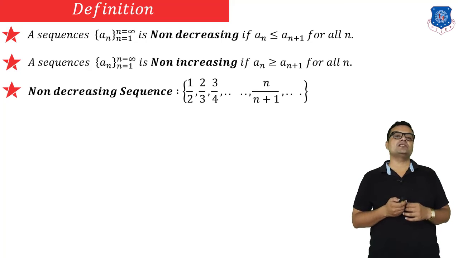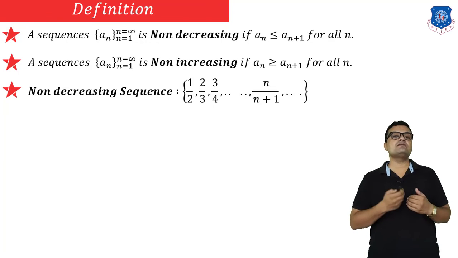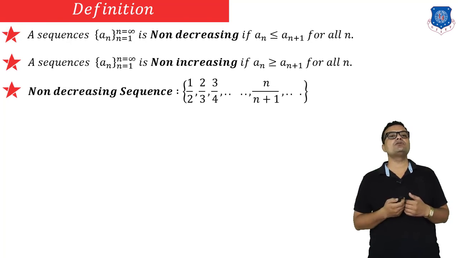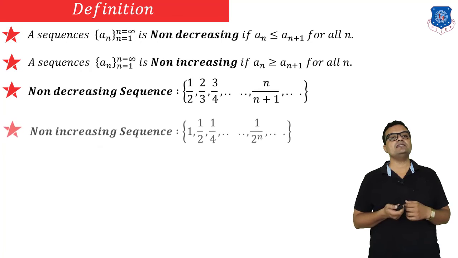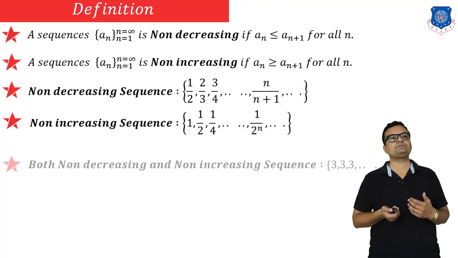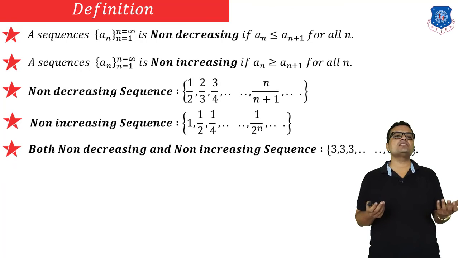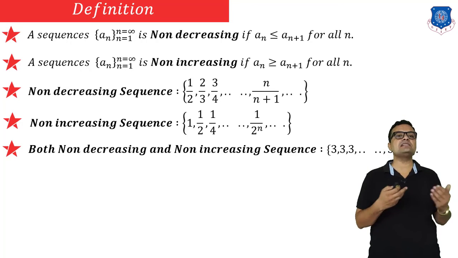Let us consider some examples. If I take 1 by 2, 2 by 3, 3 by 4 and so on, which is n upon n plus 1, that means the sequence is a non-decreasing sequence. The previous value 1 by 2 and the upcoming value 2 by 3, if you compare these two, you will see clearly that the upcoming value is comparatively bigger, and that means this gives you a non-decreasing sequence. Similarly, in case of non-increasing, the upcoming value is decreasing. Now it may happen that you are considering 3, 3, 3 and so on, and this means your sequence is both non-decreasing and non-increasing.